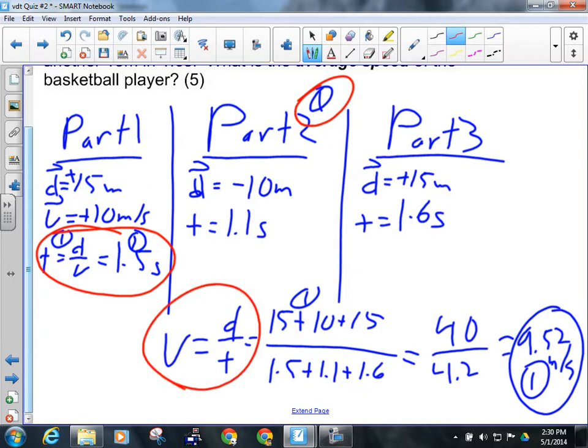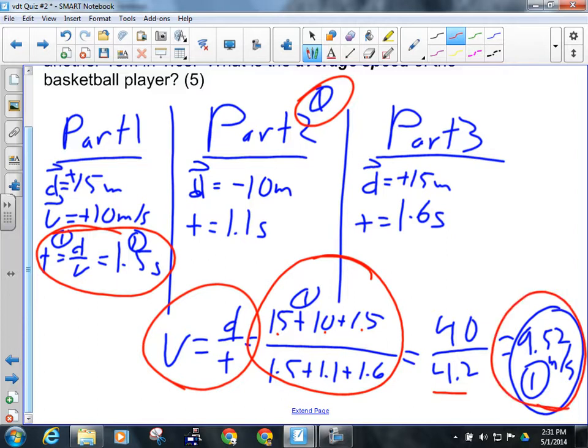Now, distance again is scalar. It does not matter now whether those 15, 10, and 15 meter sections are forward or backward. So 15 plus 10 plus 15 is 40, over the total time, 1.5 plus 1.1 plus 1.6 is 4.2. So give them a mark for this step. And then give them a mark for the final answer, 9.52 meters per second. If they just left it at 9.5, that's also fine.